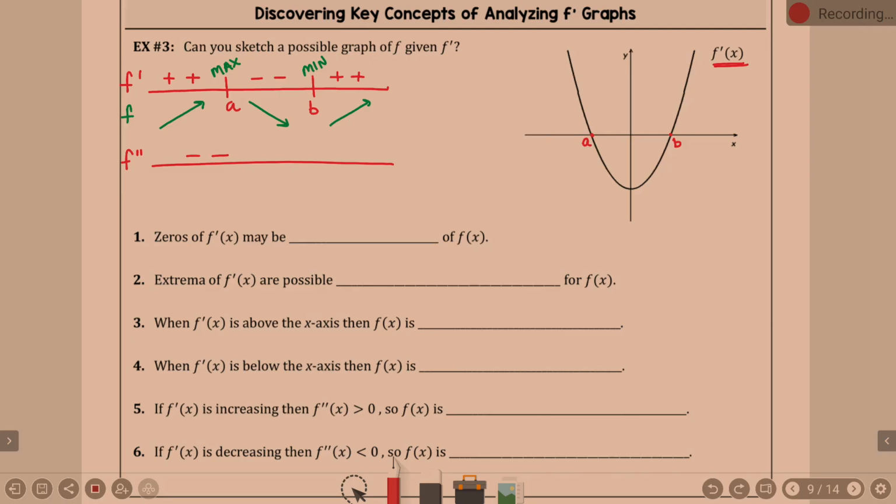Now, where does that change from decreasing to increasing? Changes at 0. Okay, so because this graph is decreasing and then increasing, that means my second derivative is negative, then positive. So that means my original graph is going to be concave down and then concave up. And what's going to be happening at 0? A point of inflection because concavity changes. Okay?